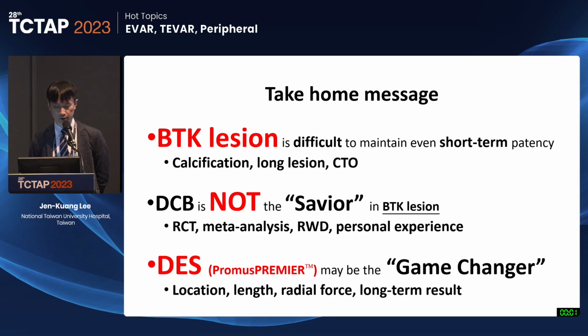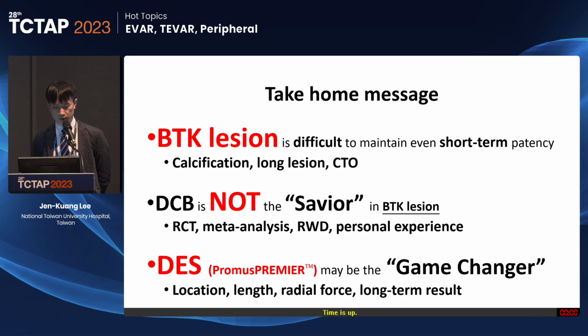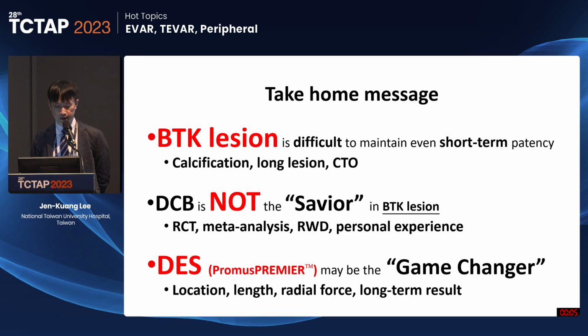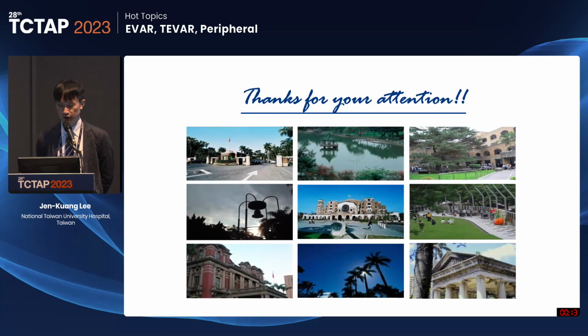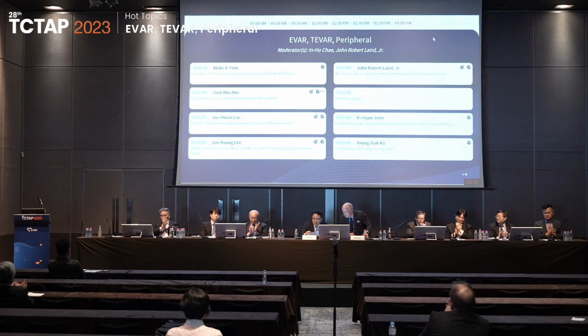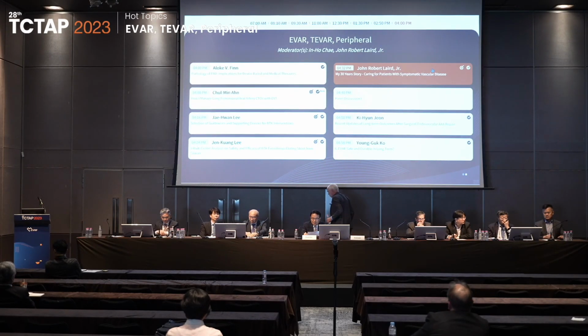DS may be the game changer. In this study, we use the Performance Premium, but still a lot of issues we need to clarify, including the location, length, radial force, and the long-term result. So let's fight for the limb salvage. Thank you for your data about the DS and BTK area.